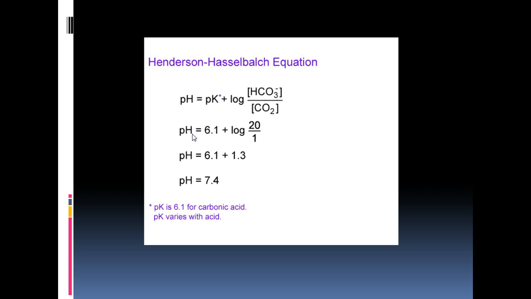I won't be testing you on this. You'll have it on a worksheet in the future, but you'll just have to use this calculation with your calculator. As long as you have a log button on your calculator, you'll be able to figure it out. The bicarb would be given to you, the CO2 would be given to you, and the log button. So 6.1 plus the log of the bicarb over the CO2 would give you a pH. So the normal ratio of bicarb to CO2 is 20 to 1. So this would be a normal pH right here.